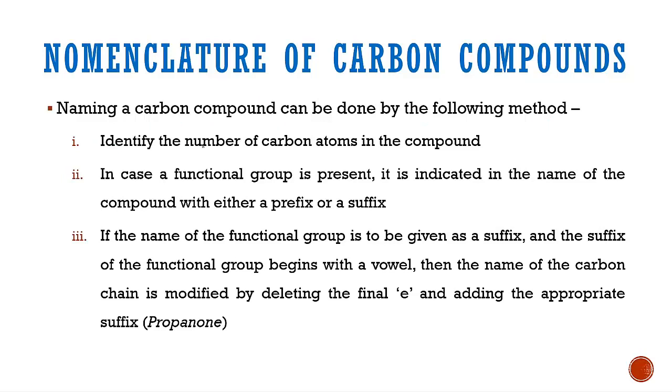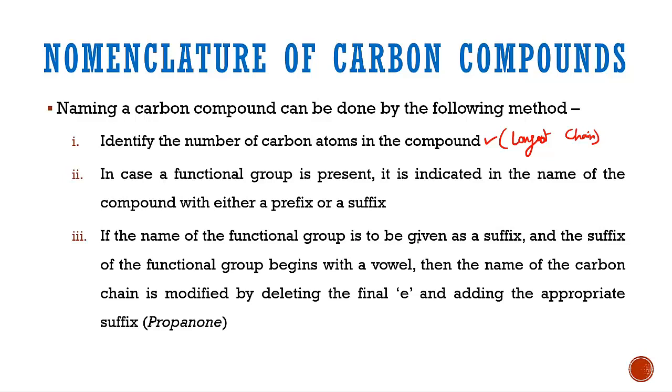First, identify the number of carbon atoms in a compound. This will give you the root word that we are supposed to use. Here, one more important thing is you have to choose the longest chain. In case a functional group is present, it is indicated in the name of the compound with either a prefix or a suffix, and that will depend on what the rules say.